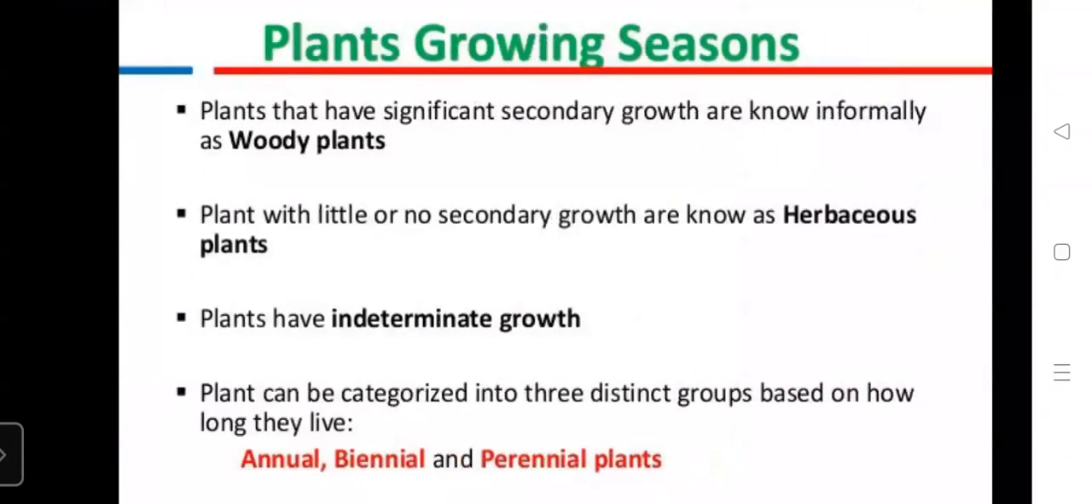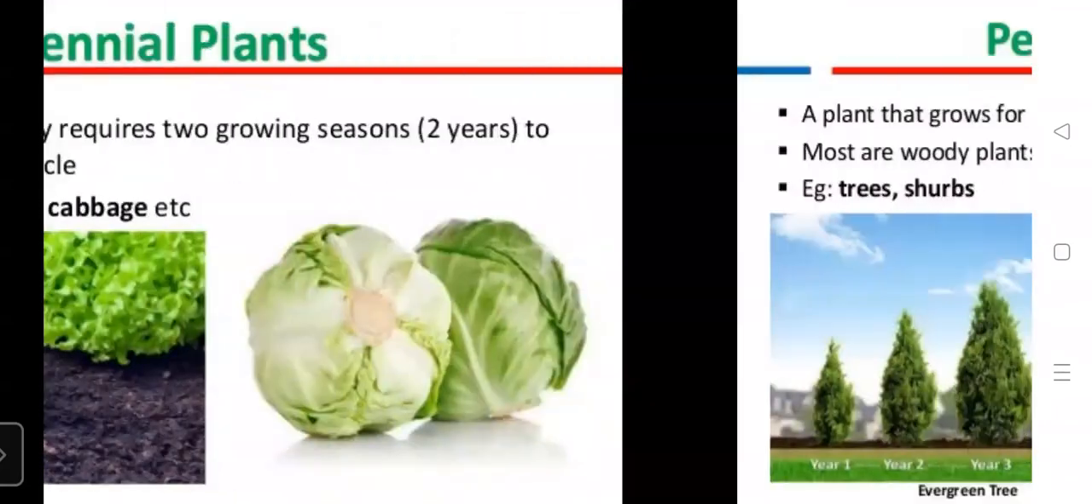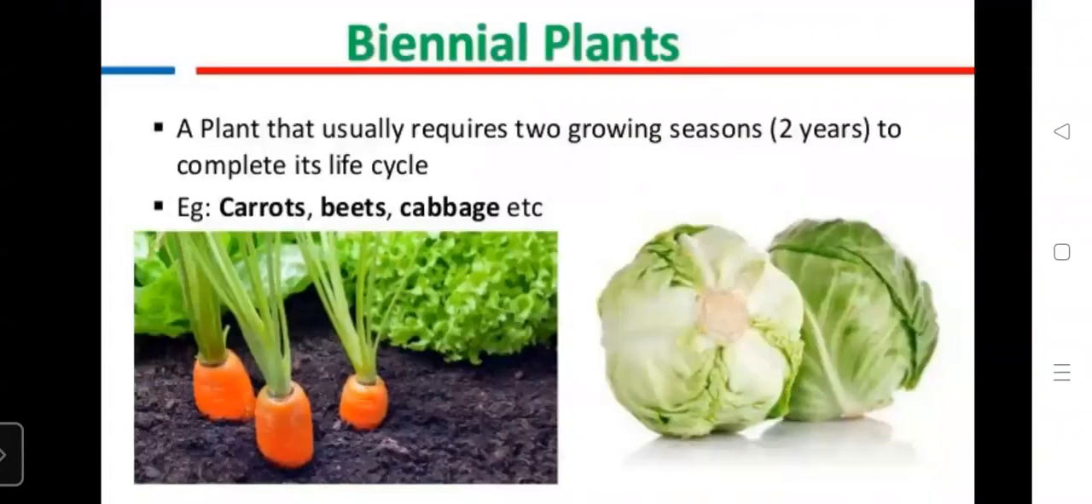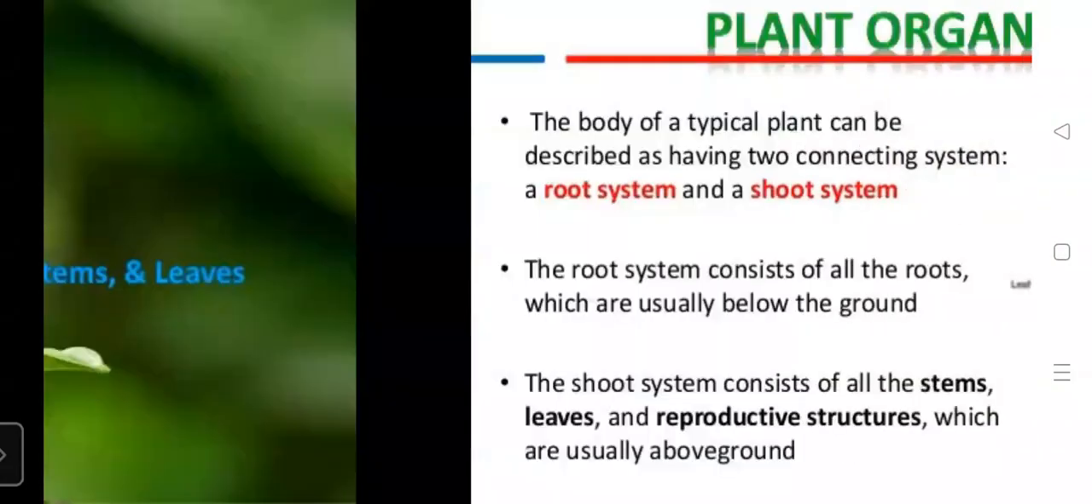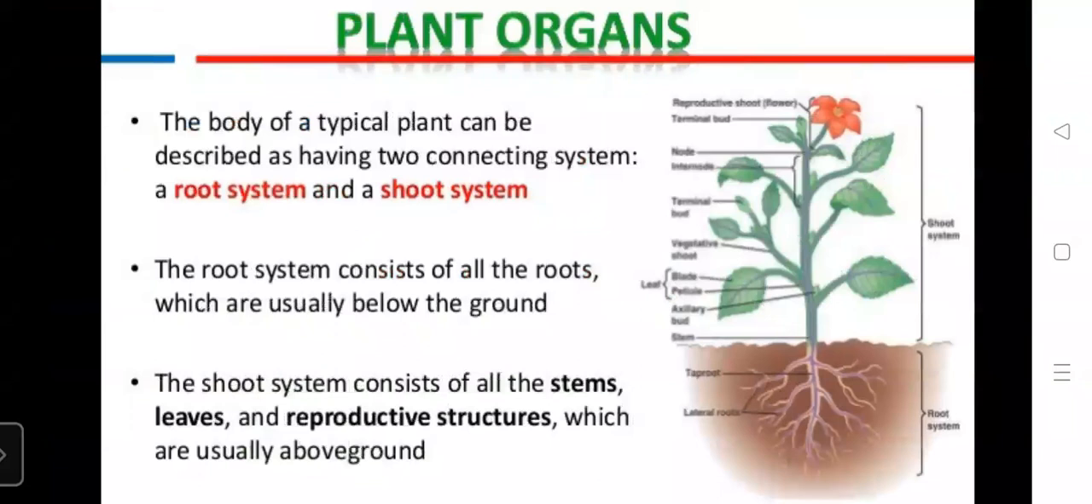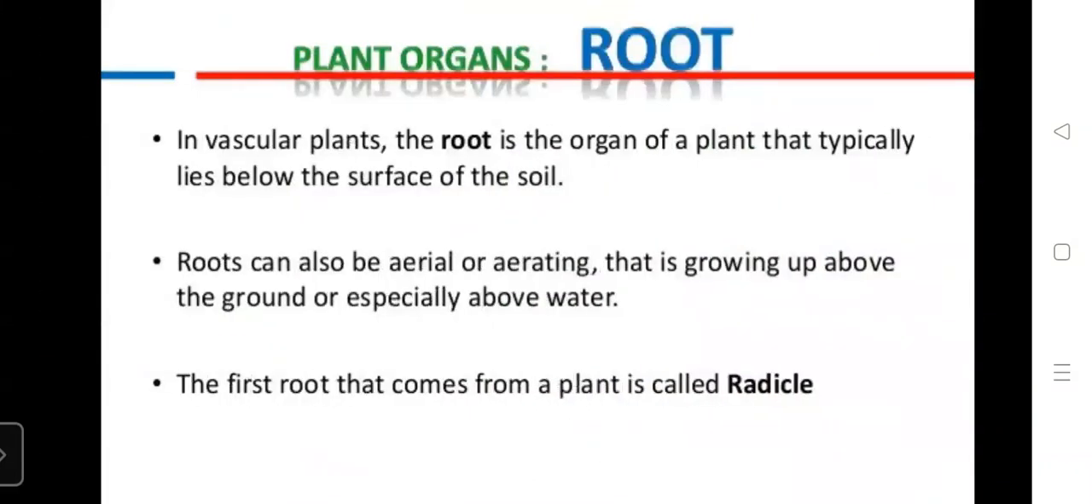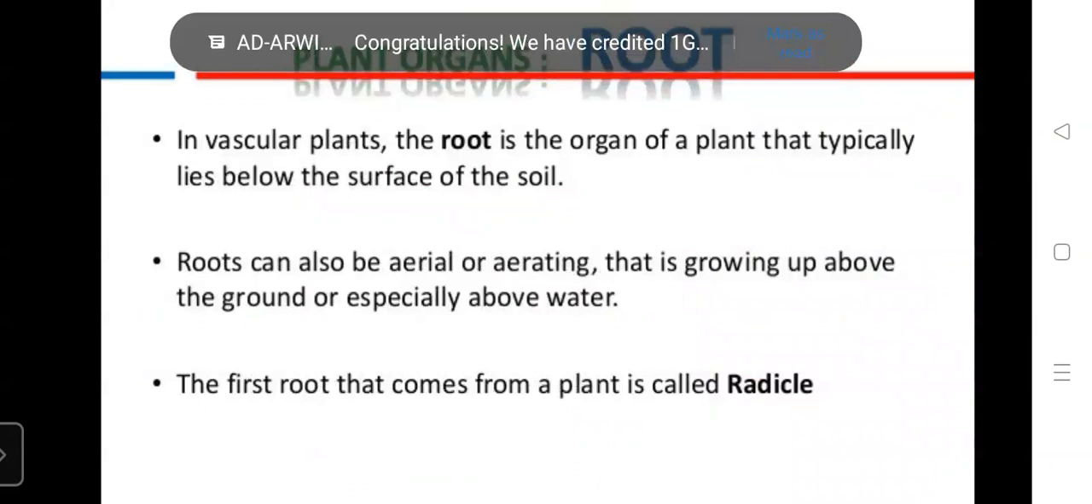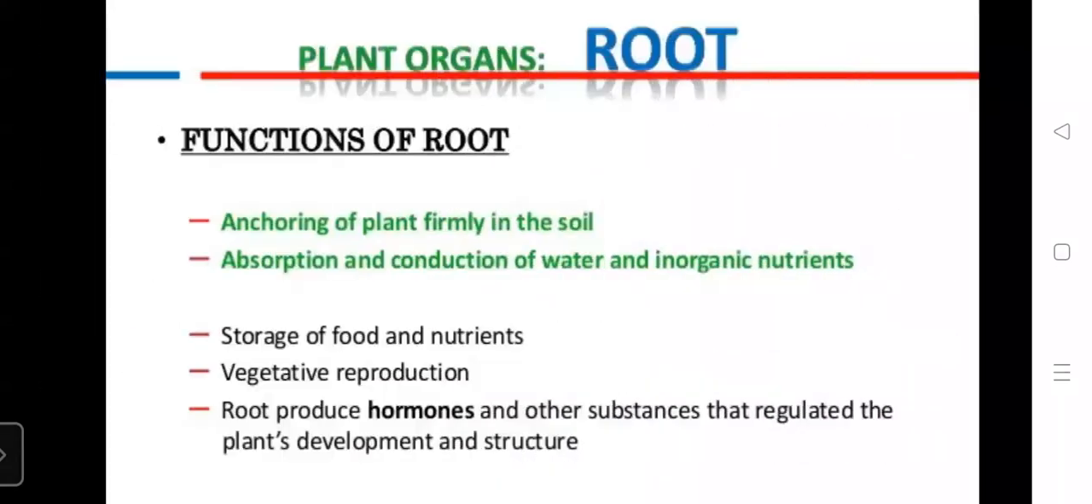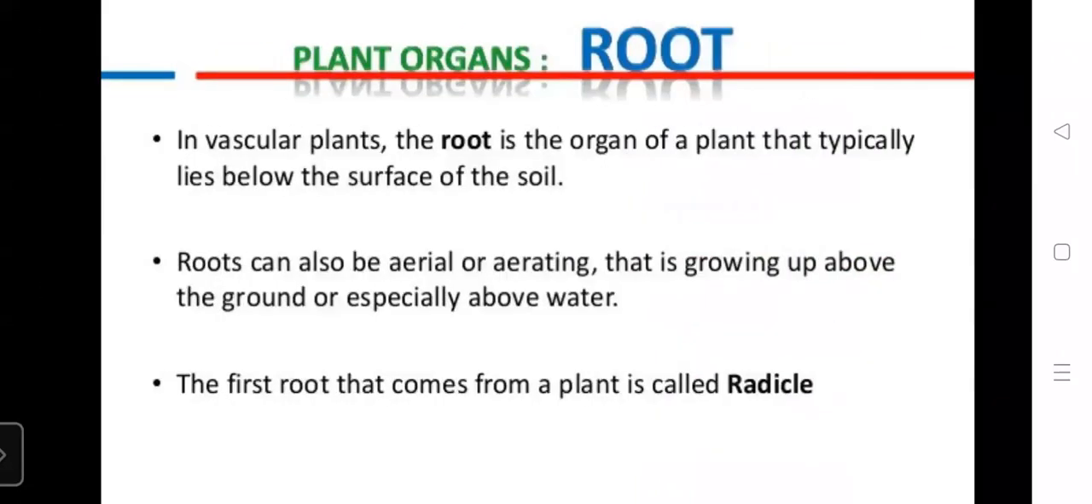Okay, so next we are coming to the root anatomy. Already you know what annual plants, biennial plants and perennial plants are. The body of a typical plant can be described as having two connecting systems, the root system and shoot system. So today we are going to study the root. What is the root? In vascular plants, the root is the organ of a plant that typically lies below the surface of the soil. Roots can also be aerial or aerating, growing above the ground or especially above water. The first root that comes from a plant is called the radicle. First root comes from the radicle. That is important.